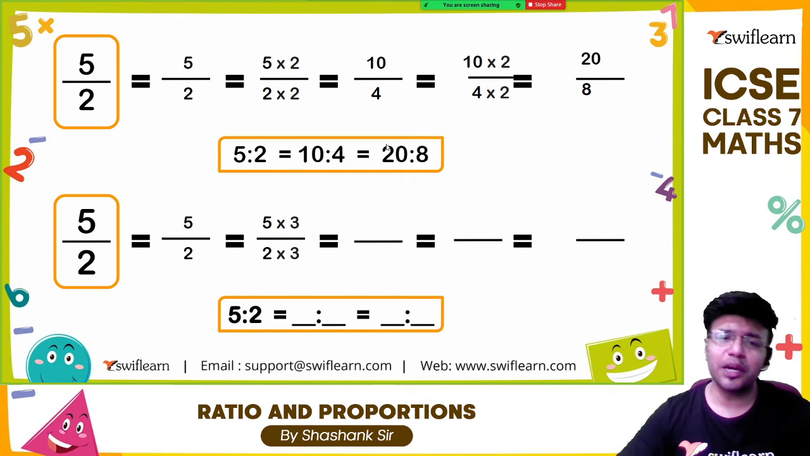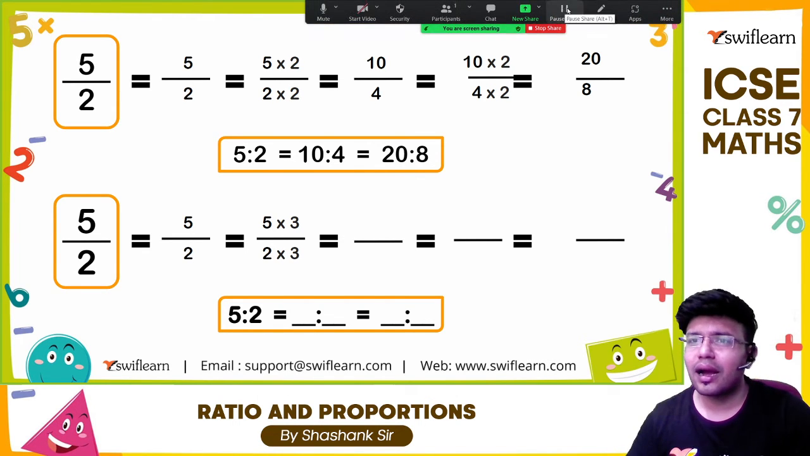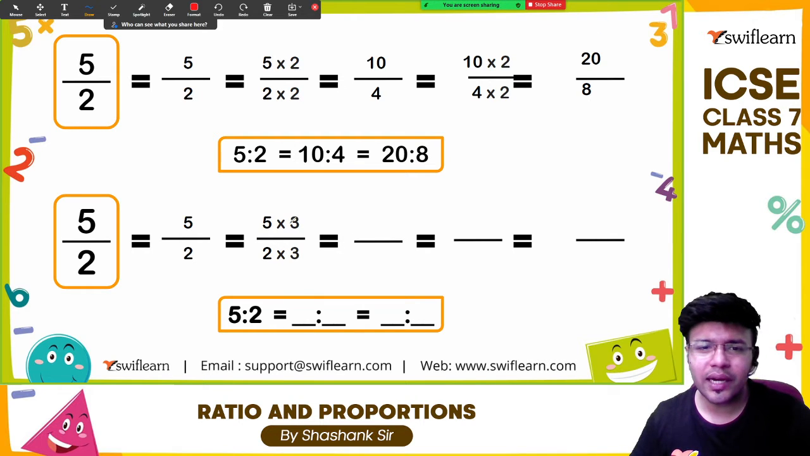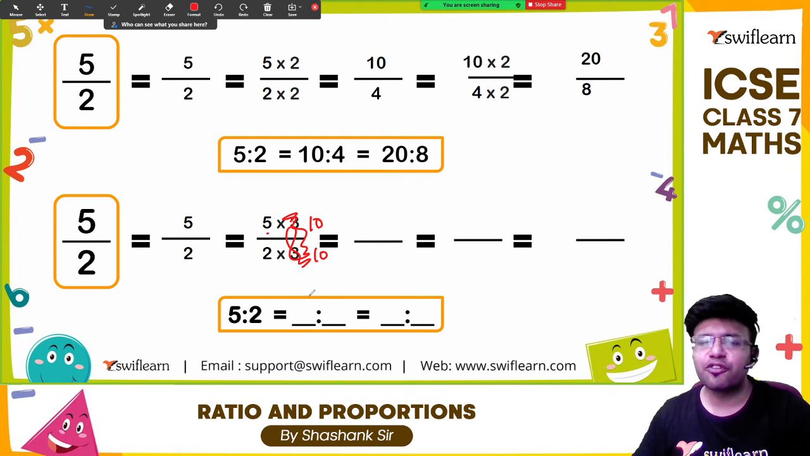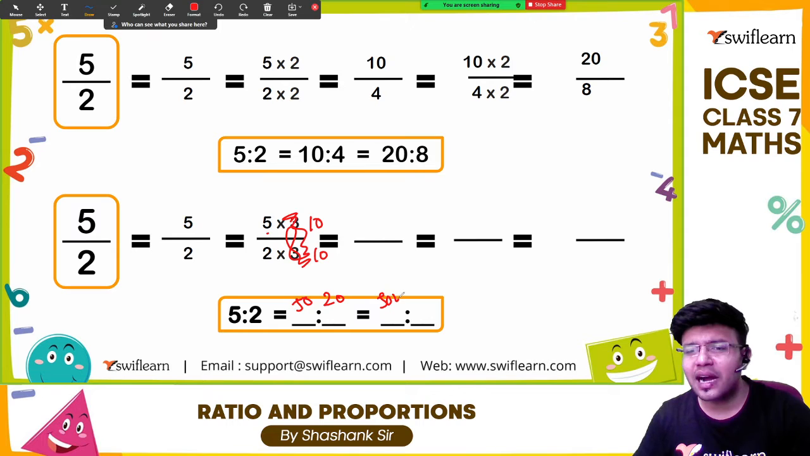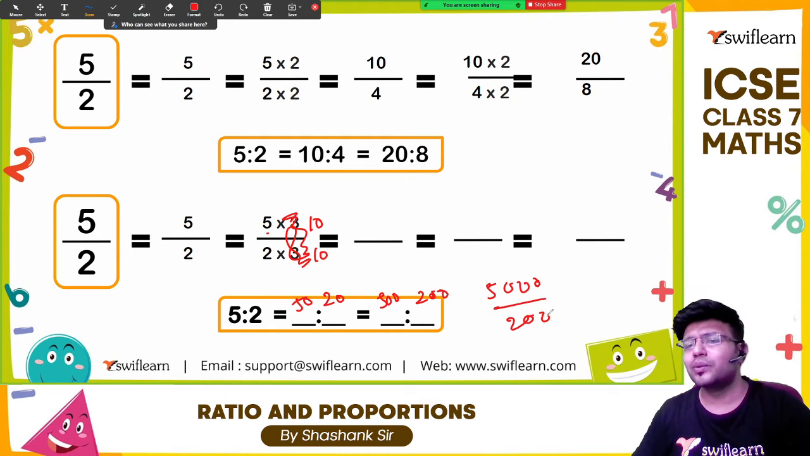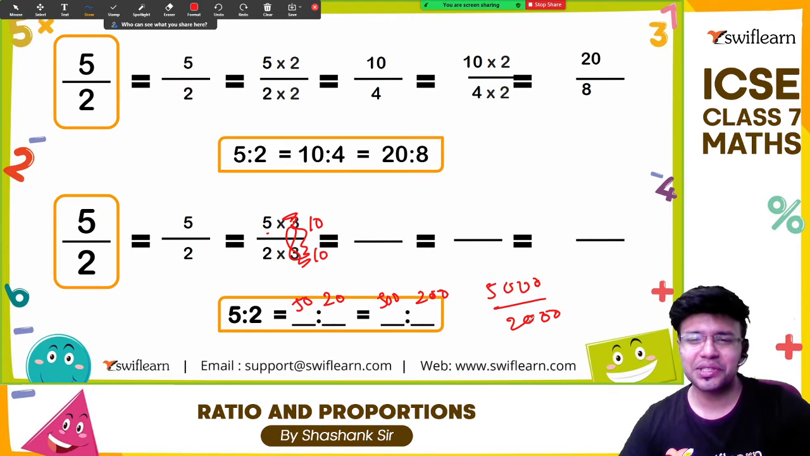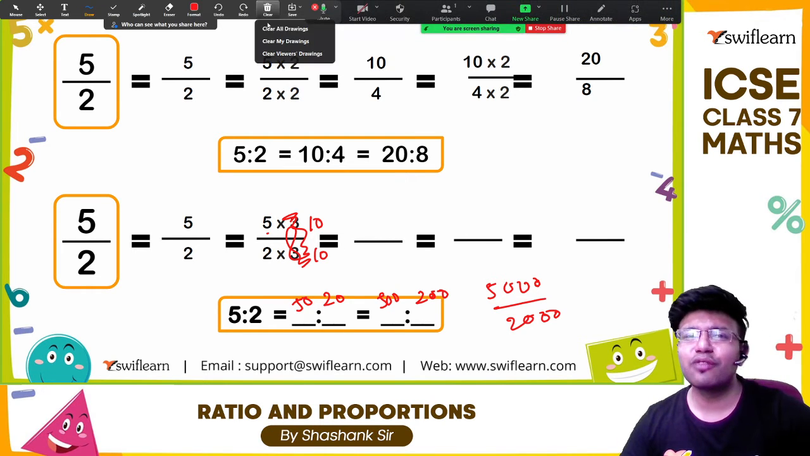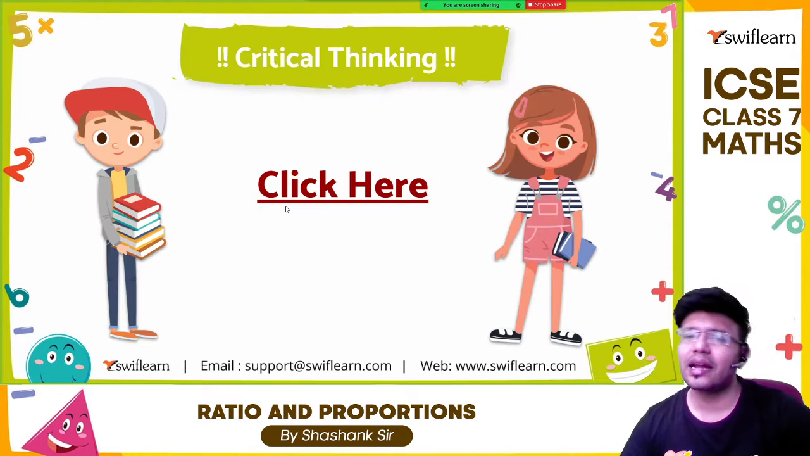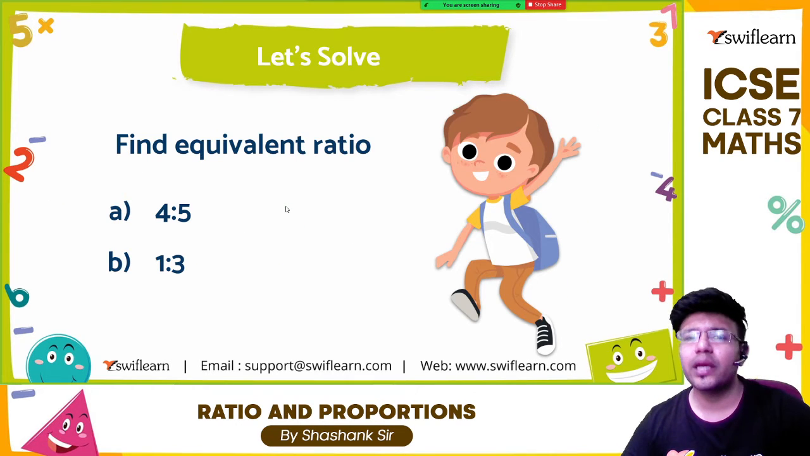Let me show you an easy trick to get an equivalent ratio. I don't multiply by 2 or 3. I multiply by 10. 5 tens are 50, 2 tens are 20. This is an equivalent ratio. Again multiply by 10, we get 500 by 200. Again multiply by 10, we get 5,000 by 2,000. These are all equivalent ratios. You can multiply by 2, 3, 4, 5, and you will still get the right answer, but the easiest way is this.